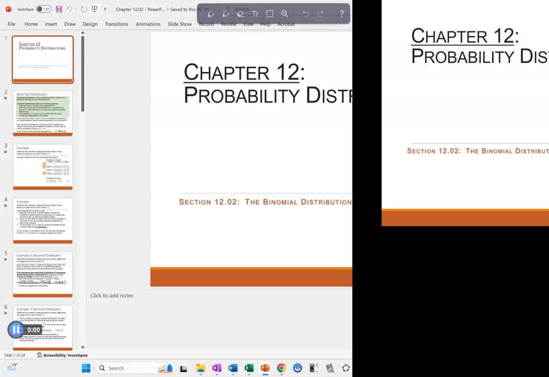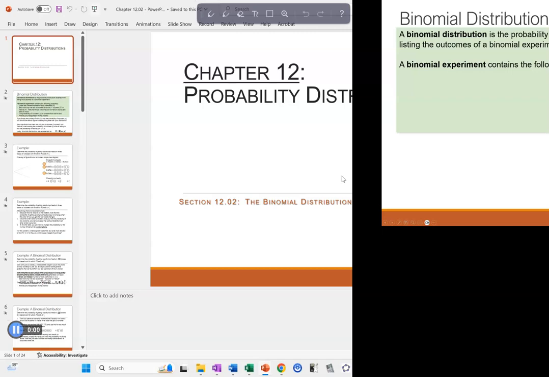So today we're going to look at 12.2. In 12.1 we talked about probability distributions in general, and we talked about there being two types, discrete and continuous. Today we're going to look at one particular discrete probability distribution called the binomial distribution. So a binomial distribution is the probability distribution obtained from listing the outcomes of a binomial experiment. A binomial experiment has the following properties.